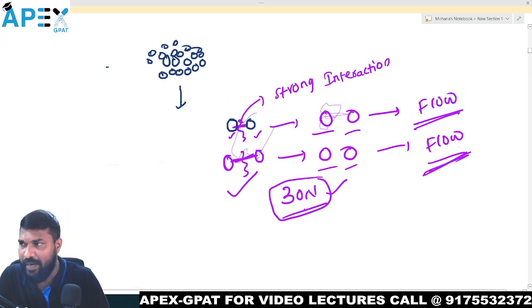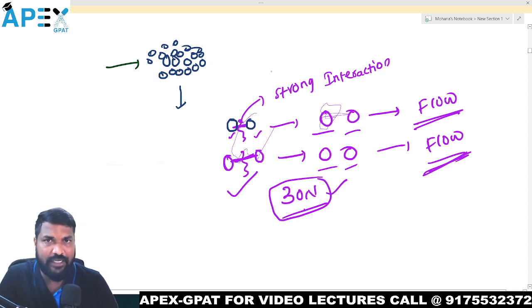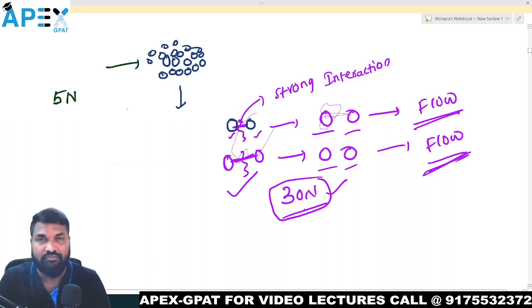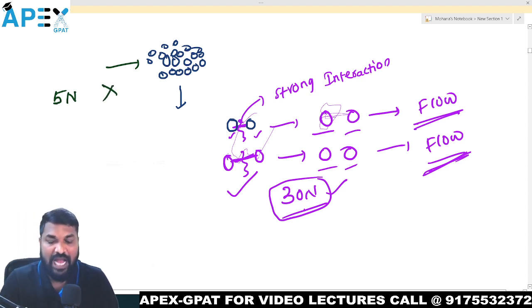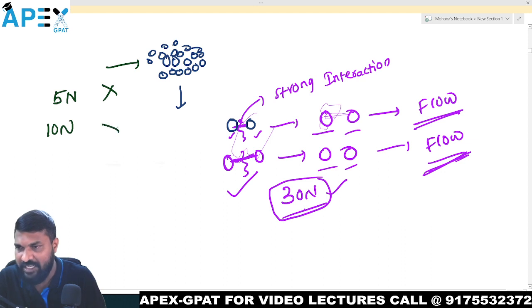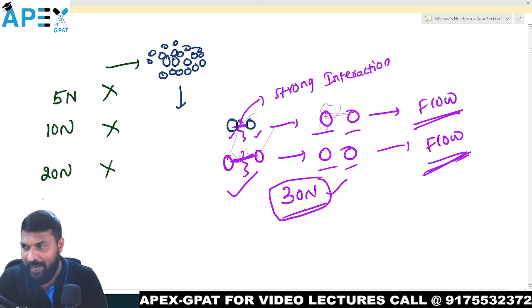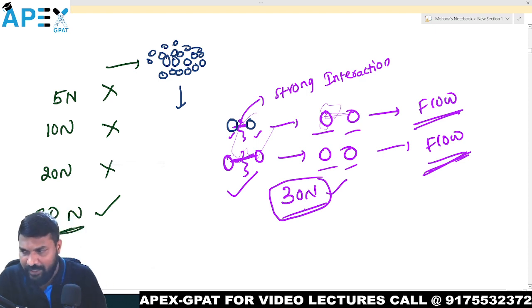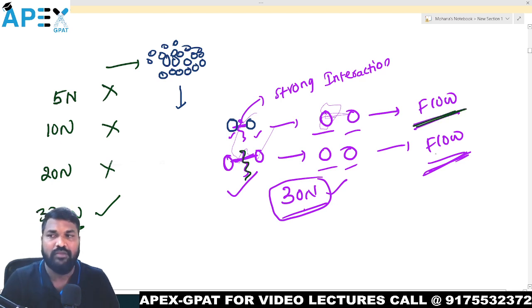Now what I did here, initially I applied force to this liquid, this dispersion. How much did I apply? I applied 5 Newton. There is no flow. I applied 10 Newton. There is no flow. I applied 20 Newton. There is no flow. But I applied 30 Newton. The flow is started now, because at 30 Newton the bond is broken. But initially, the flow is not there.